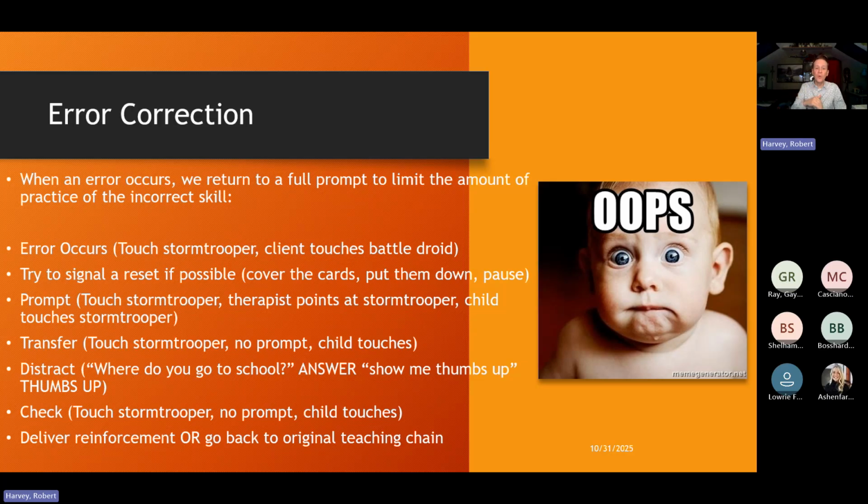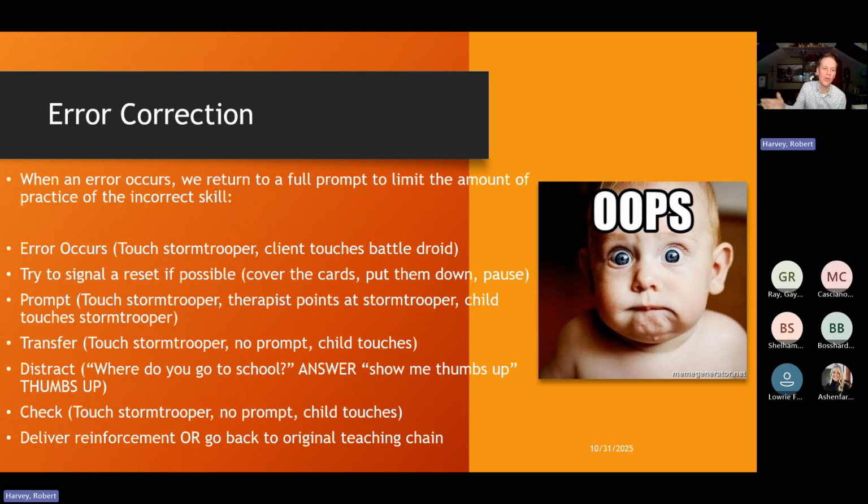Okay, then you're going to move to a full prompt. You're going to say touch stormtrooper. You're going to point to the stormtrooper. They touch it. Then you're going to transfer it. You're going to say touch stormtrooper with no prompt. They touch it. Then you're going to distract them with 1 or 2 or 3 distractions. Then you're going to go back and check. Then this is where that teaching mastery has to come in.